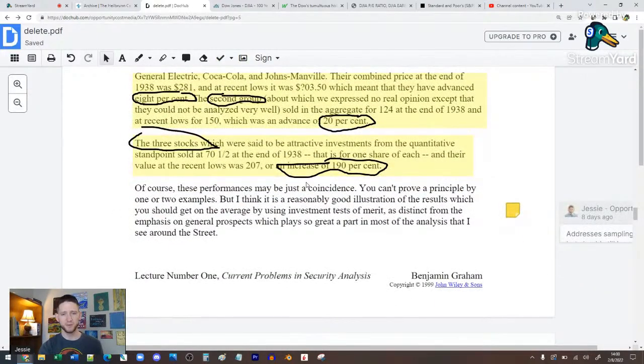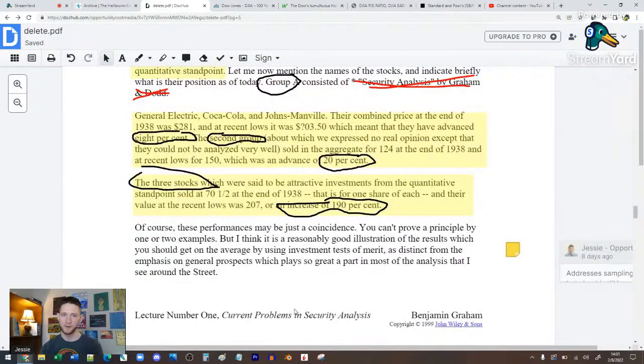He says, of course, these performances may just be a coincidence. You can't prove a principle by one or two examples, but I think it's a reasonably good illustration of the results which you should get on average by using investment tests of merit. So essentially, he's done this work numerous times, and this is what he finds to be true. I don't like that per se, because it doesn't give me the same information he's looked at. But what it gives me is an idea to go and do the research myself, if I were taking this lecture at the same time. So I would say take it with a grain of salt and then go do the work yourself. But what you'll find in his instance is that this is correct. And I actually assume this to be true because value investors do best, essentially.